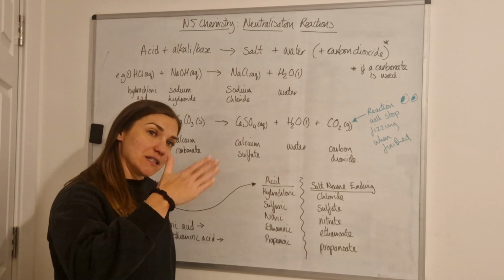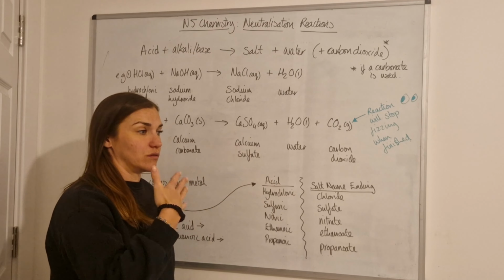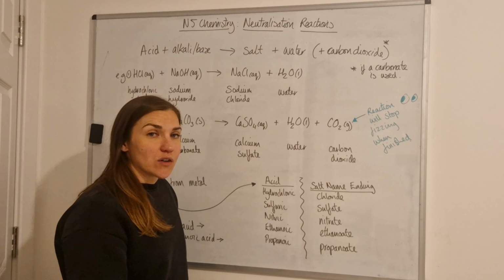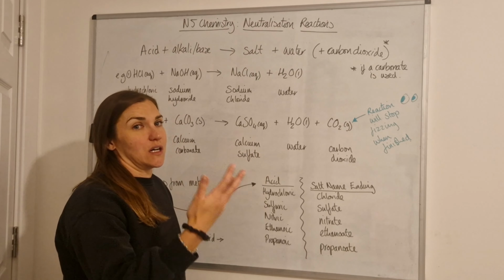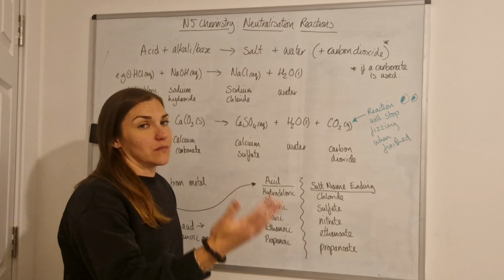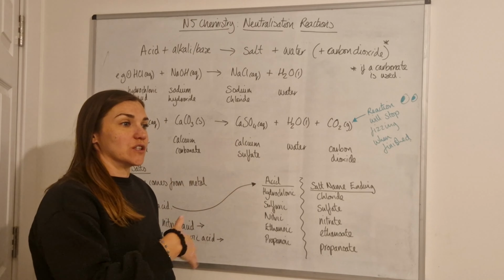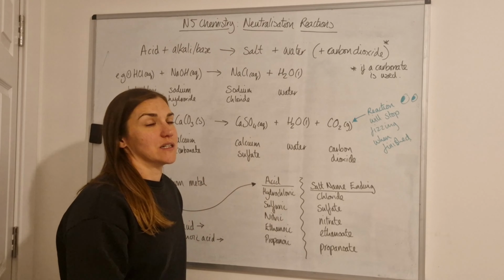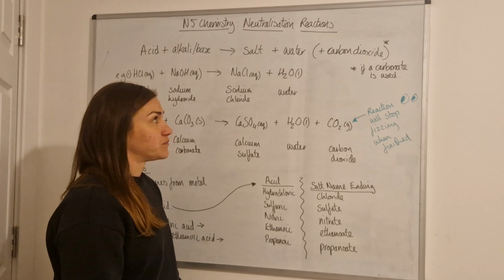However, if you're neutralising an acid, you can end up changing it into an alkali through the neutralisation reaction if you add enough of your alkali, and then vice versa. If you're neutralising an alkali, you can then turn it acidic if you add enough of your acid.